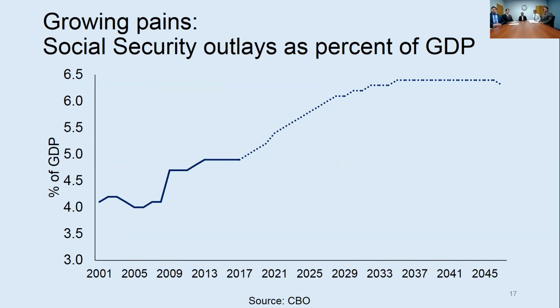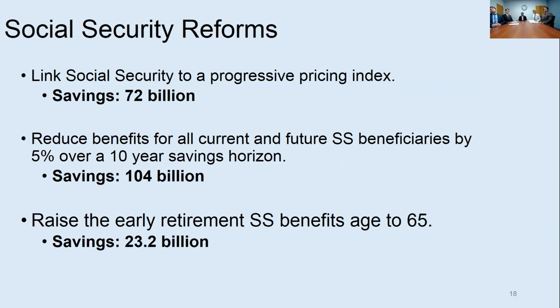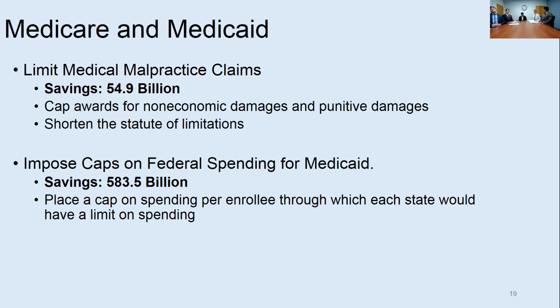at a rapid rate. Linking Social Security to a progressive pricing index will reduce growth of initial benefits for workers who had higher earnings, but will also correct for the overpayment of current cost of living adjustments. A large reason healthcare is so expensive is the sheer amount of malpractice insurance doctors must hold. By reducing the claims made, this will lighten the amount of insurance doctors must hold and reduce overall Medicare costs. The imposed caps on federal spending for Medicaid will incentivize states to reduce their overall Medicaid costs.